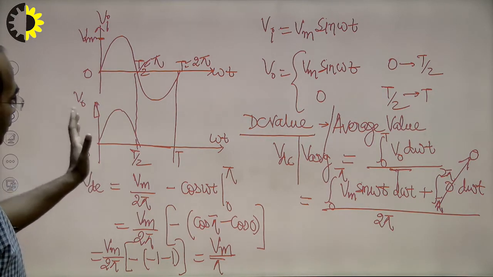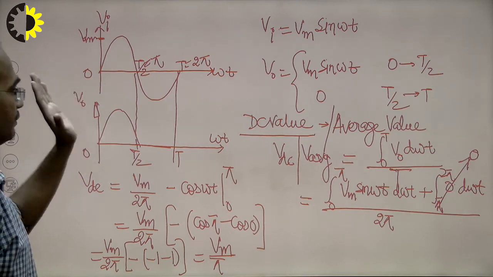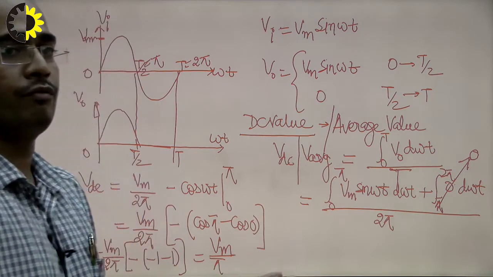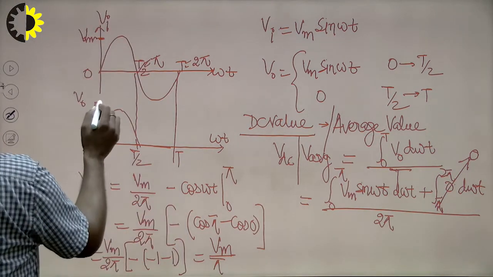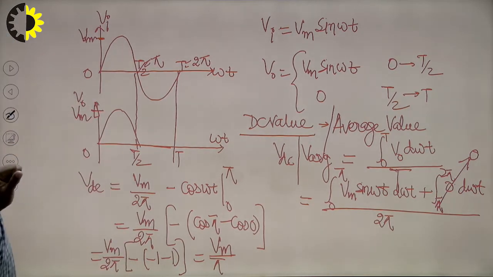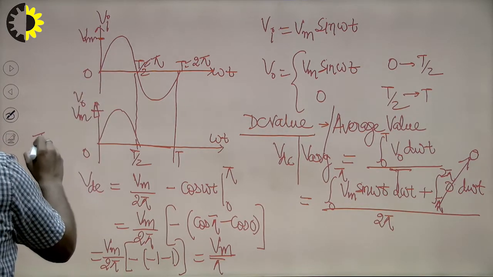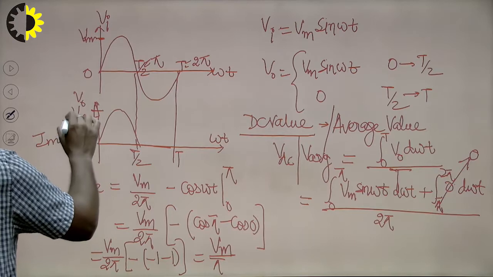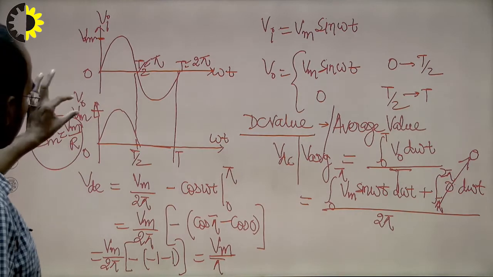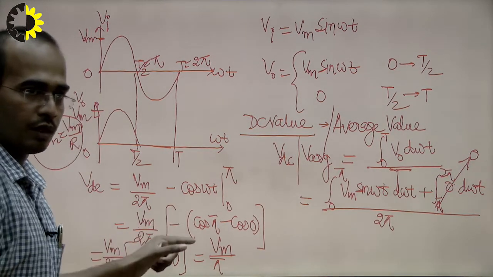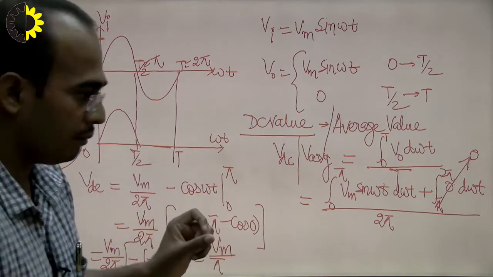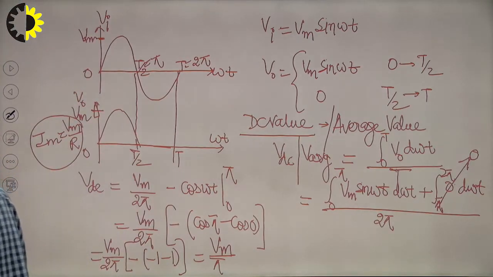If you want to draw the output current waveform, then the output current waveform will have the same shape as the output voltage waveform, but the maximum amplitude will differ. Here the maximum amplitude is Vm, but in case of current, maximum amplitude will be Im, and this Im is nothing but Vm by R. So, you can see that I am dividing this maximum voltage by some positive value. The maximum amplitude of the current will be smaller than the maximum value of the voltage.